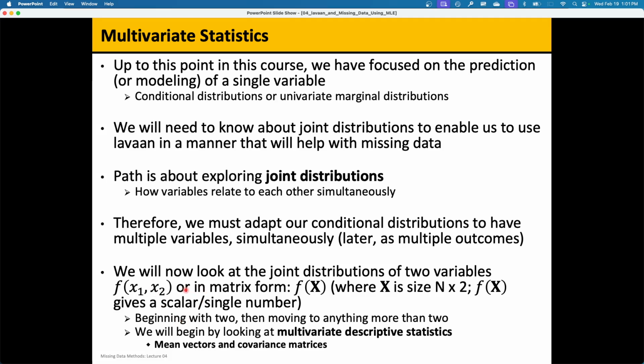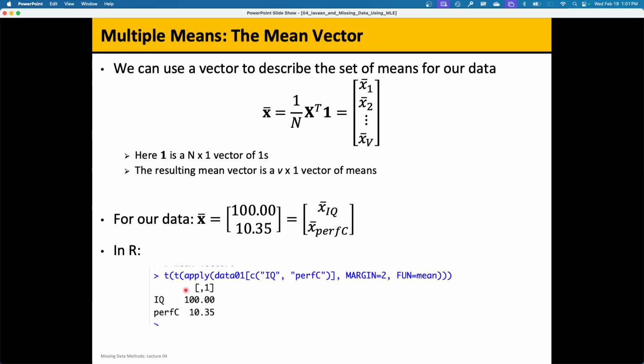All right, so we're going to start with looking at multivariate descriptive statistics. Fun times. Mean vectors and covariance matrices. All right, how are we doing?